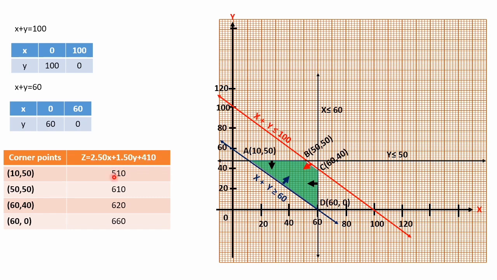When you add it, you will get 510. And (50, 50) you put in the equation, you will get 610. And (60, 40) when you substitute here by replacing x and y, you will get 620. And (60, 0) when you substitute in this equation by replacing x and y, you will get 660.